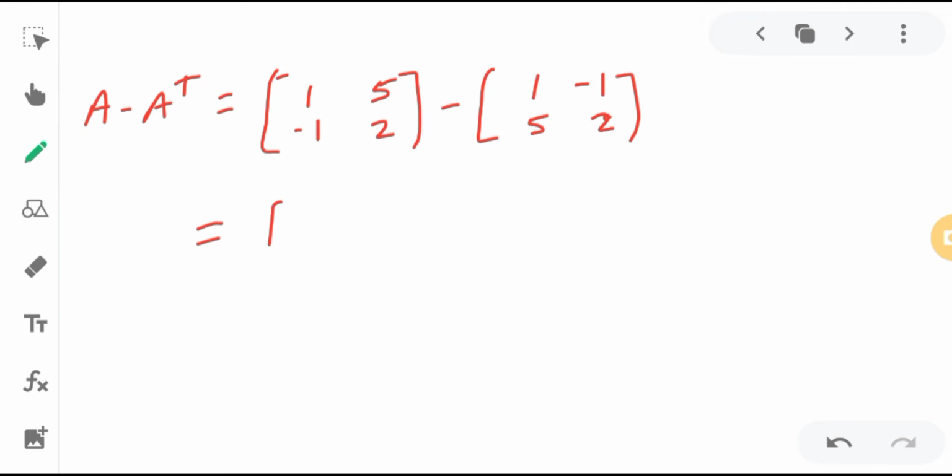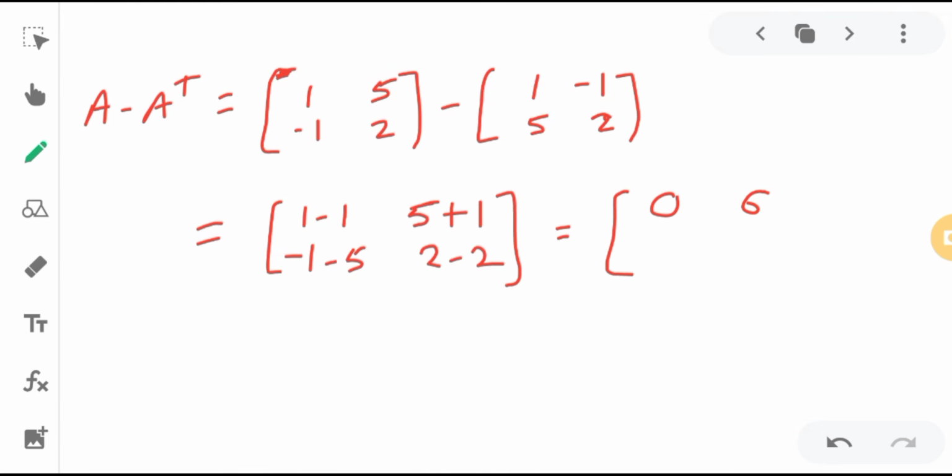So now I will calculate. Similarly, corresponding element 1 will get added with 1 minus 1, so 1 minus 1, and then 5 minus minus 1. Minus of minus 1 will be plus 1. I will write directly, otherwise the steps will be more. Then minus 1 minus 5, then 2 minus 2. When you solve this, 1 minus 1 is 0, 5 plus 1 is 6, minus 1 minus 5 is minus 6, and 2 minus 2 is 0.